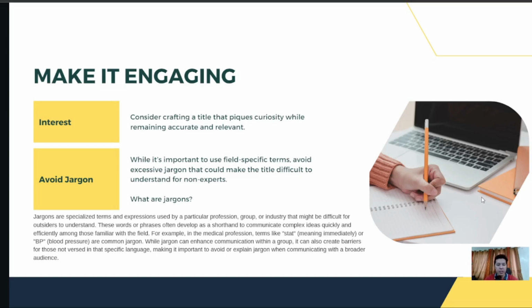Jargons are specialized terms and expressions used by a particular profession or group or industry that might be difficult for outsiders to understand. These words or phrases often develop as a shorthand to communicate complex ideas quickly and efficiently among those familiar with the field. For example, in the medical profession, terms like stat, meaning immediately, or BP, meaning blood pressure, are common jargons. While jargons can enhance communication within the group, they can create barriers for those that are not versed in that specific language, making it more important to avoid or explain jargon when communicating with a broader audience.